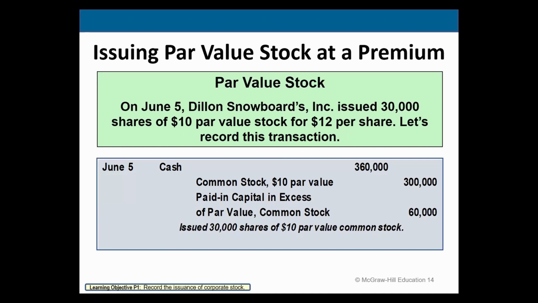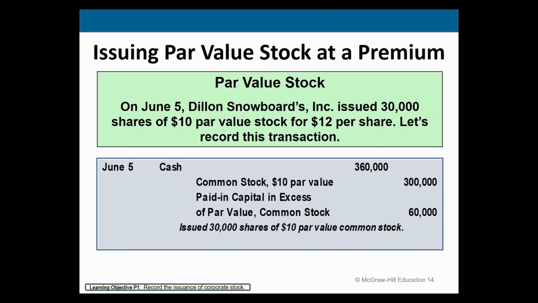So a premium on stock occurs when a corporation sells its stock for more than par or stated value. To illustrate, if Dylan's Snowboards issues its $10 par value common stock at $12 per share, its stock is sold at a $2 per share premium. The premium, known as paid-in capital in excess of par value, is reported as part of the equity. It is not revenue, and it's not listed on the income statement, so it will be part of the equity.